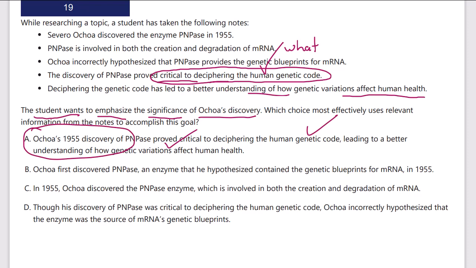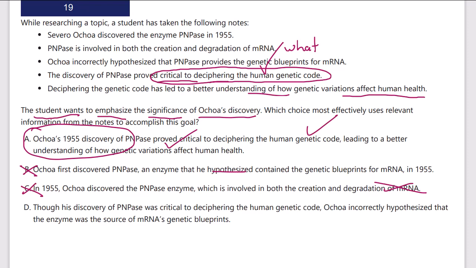Ochoa first discovered an enzyme that he hypothesized contained, no, that says nothing about the significance of his discovery. That's a hypothesis, by the way, not a discovery yet. In 1955, Ochoa discovered the enzyme, which is involved in both the creation and degradation. Again, yeah, that's true. It's involved in mRNA, but that says nothing about its significance.